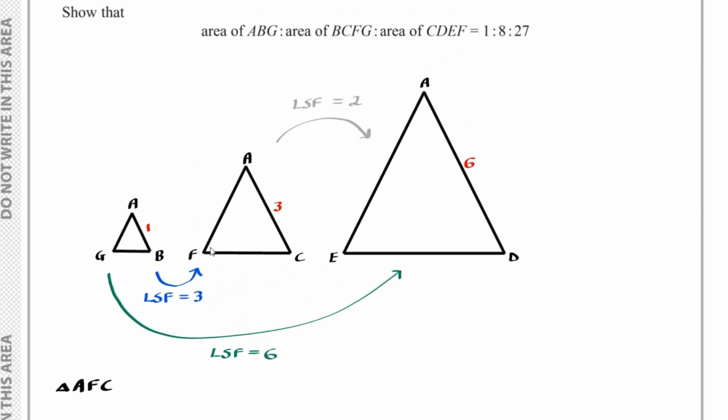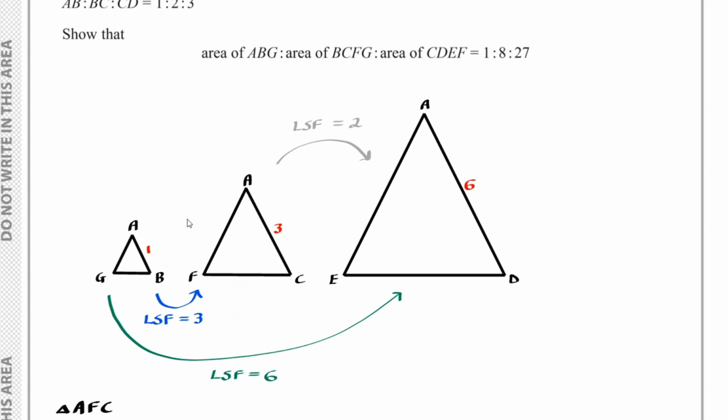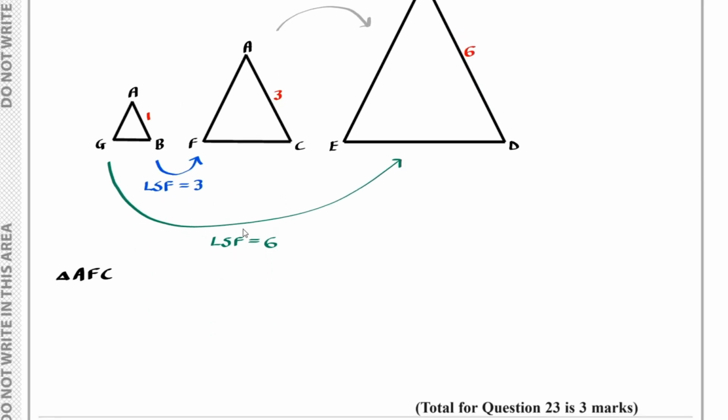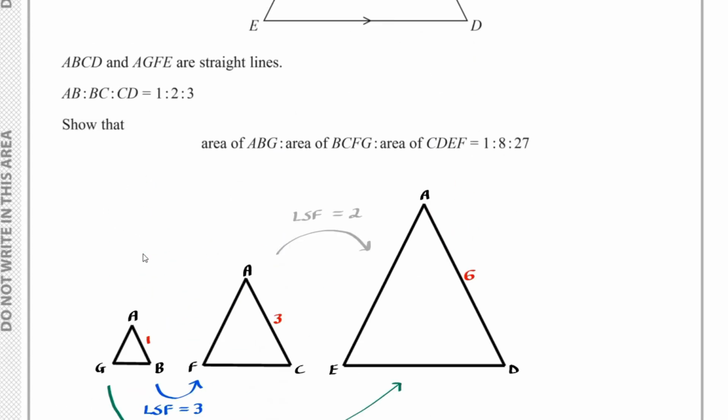So the area of the triangle AFC, we can use our scale factor to help us find this. That's equal to 3 squared, because my length scale factor is 3, so my area scale factor is 3 squared, multiplied by the area of AGB. So I've got 9 times the triangle AGB. So now I can find BCFG.